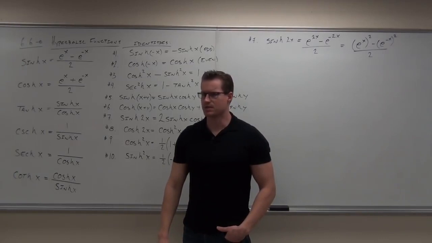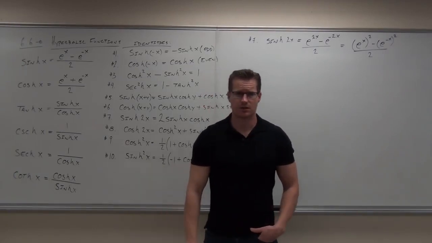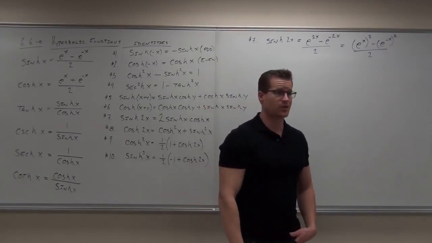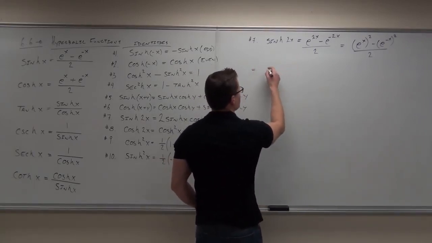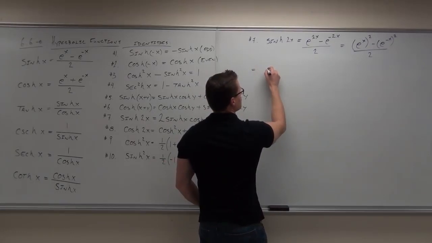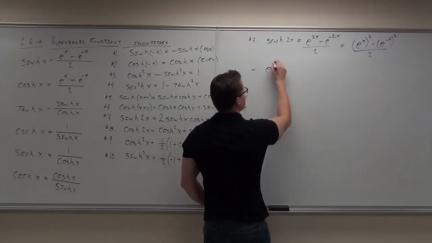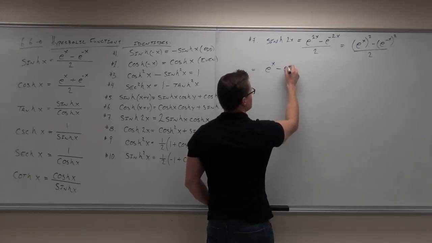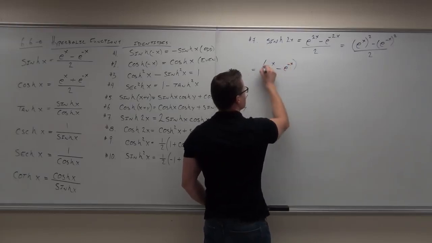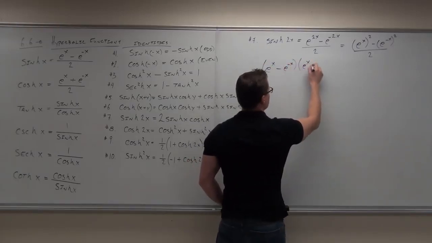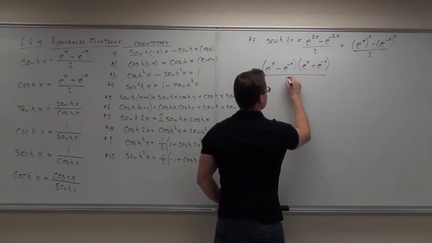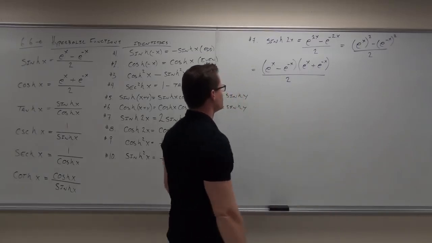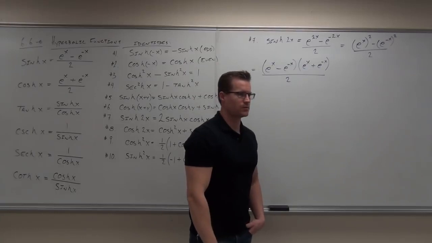That, my friends, is a difference of squares. Do you see it? Difference of squares can be factored. So if we factor that, this is e to the x minus e to the negative x times e to the x plus e to the negative x over 2. You still okay so far?